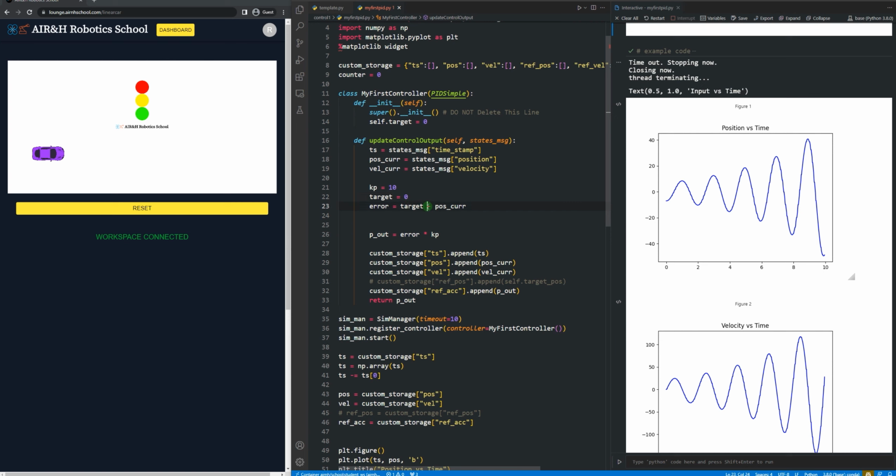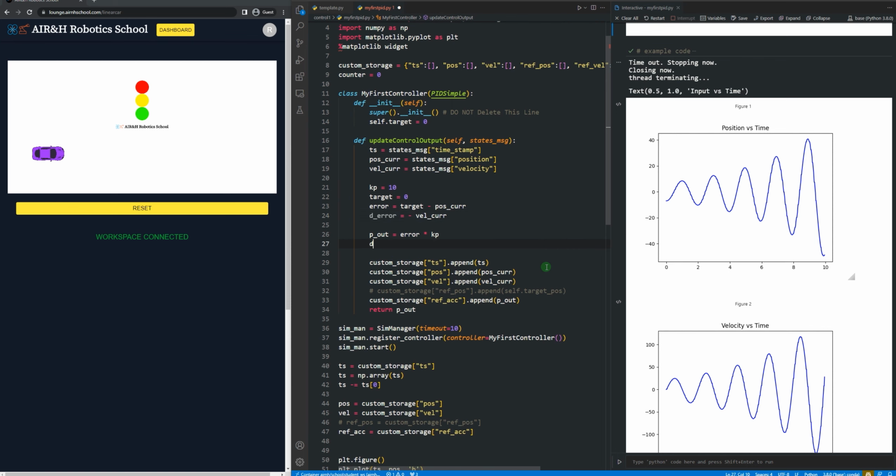And then the derivative of the negative sign is the negative sign. And then the derivative of the position is the velocity. So eventually my derivative of error is the minus sign coming from here, and then my velocity, which is my current velocity. So that's my d term.